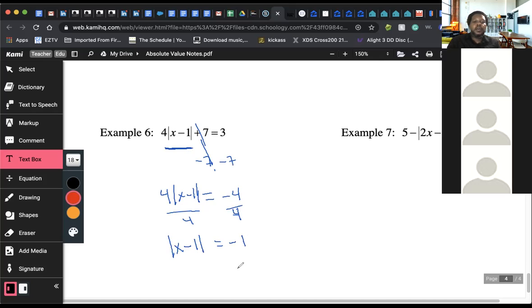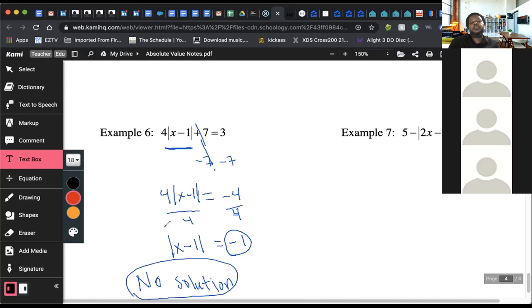Okay. All right. Now the absolute value is by itself. So now I can make some decisions. Because the absolute value is equal to -1, I know that I have no solution. Anytime your absolute value is equal to a negative answer, you have no solution. So you can just stop. That's it. You have no solution.